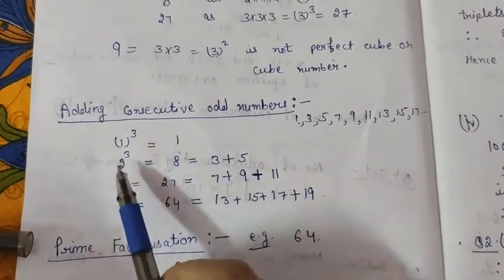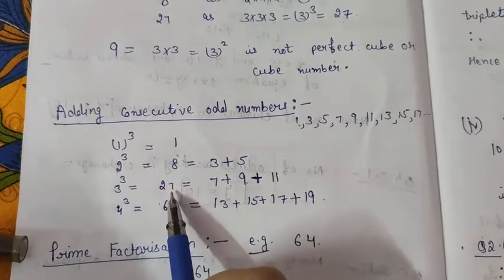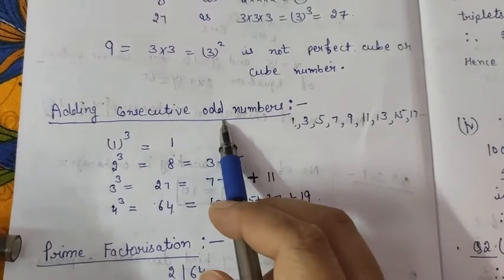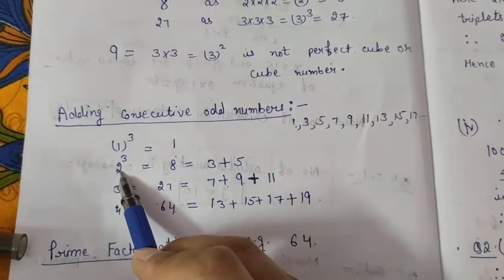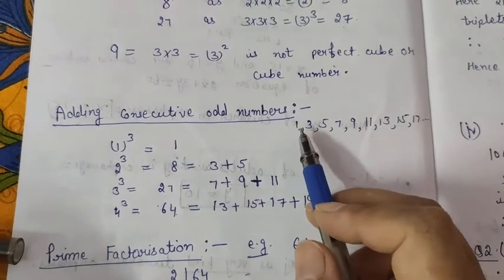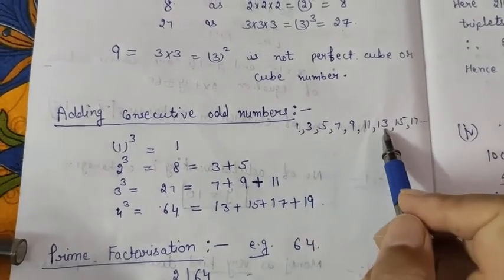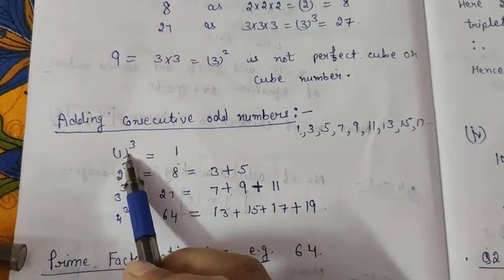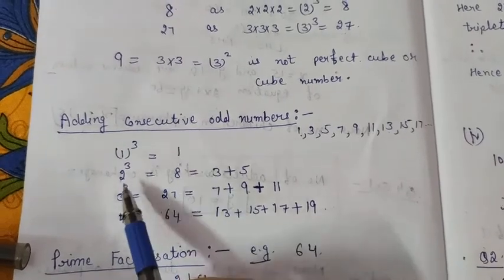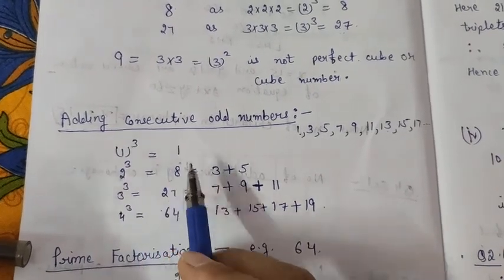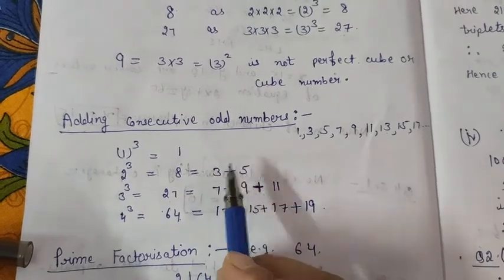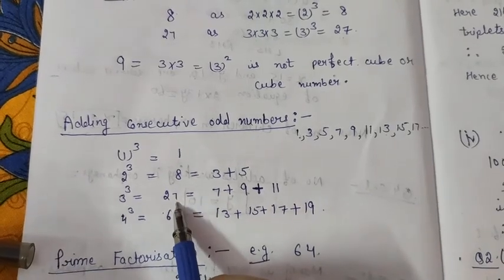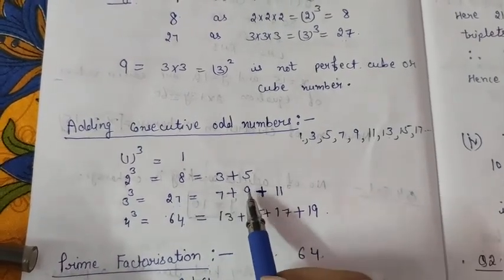Now we will study the patterns in cube numbers. First, adding consecutive odd numbers. By adding consecutive odd numbers, we can get a perfect cube number. You already know what odd numbers are: 1, 3, 5, 7, 9, 11, 13, and so on. There are many odd numbers in the number system. So we can write 1 cube as 1. 2 cube is 8, or we can write 8 as 3 plus 5. Both 3 and 5 are odd numbers. 3 cube is 27, or 27 can be written as 7 plus 9 plus 11.